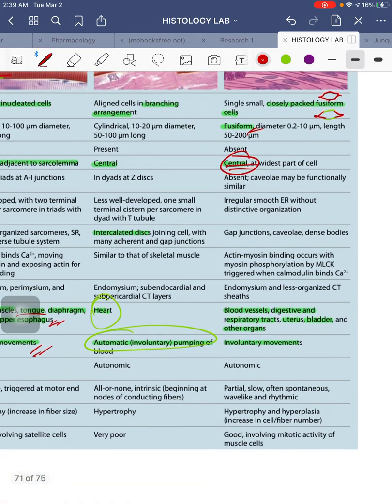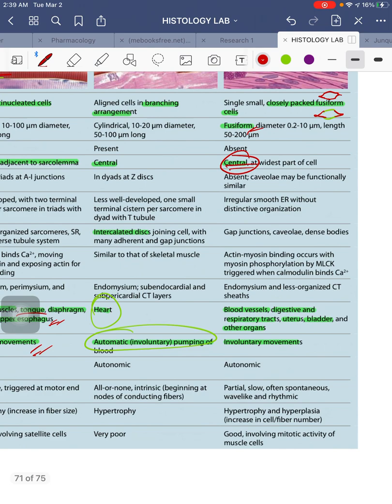And your smooth muscle, they are found in many areas: blood vessels, in your arteries, in your veins, your digestive tract, uterus, bladder. And in your digestive tract, they are arranged in distinct layers that will promote peristalsis, which I will discuss in a few. And they are still involuntary movements.